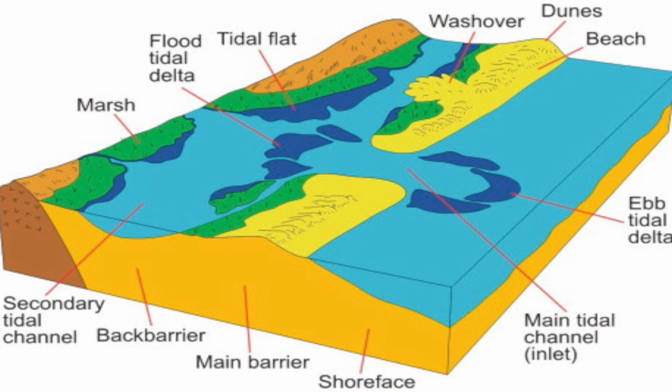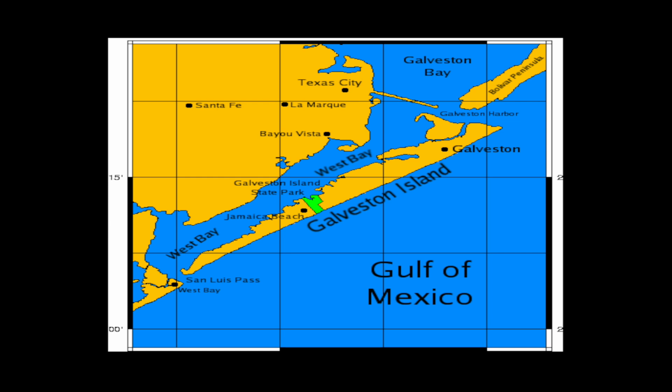Ships can also pass through the inlets of the barrier islands. Galveston Port is situated at an inlet of the barrier island. Many centres of tourism have developed on the barrier islands.